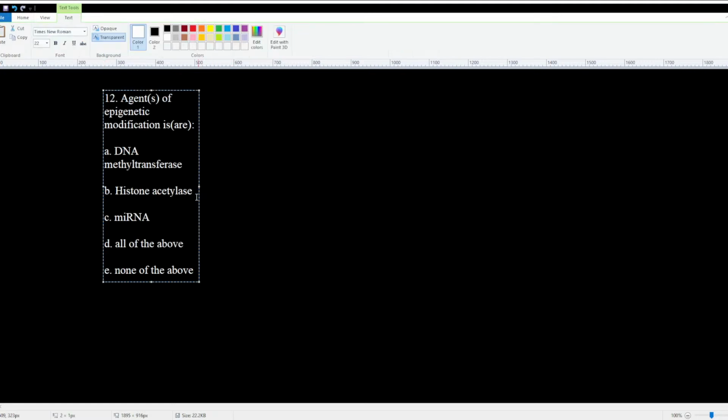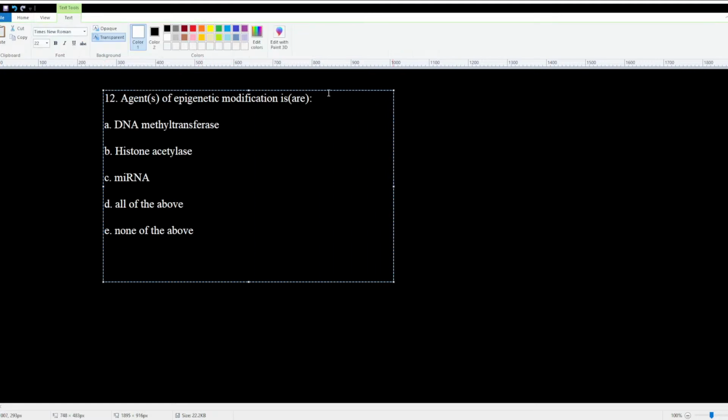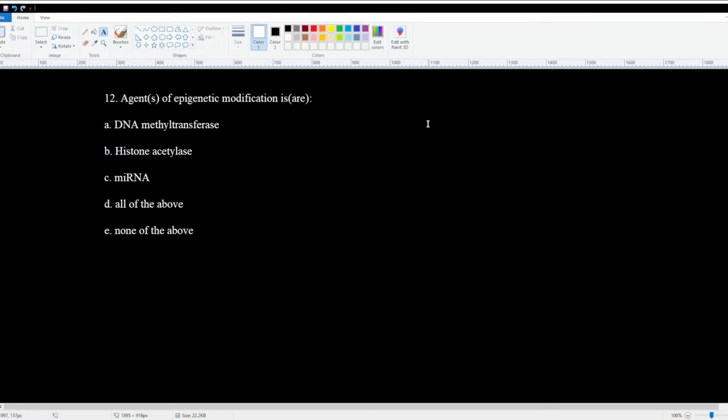So moving on. Here's a good one. Agents of epigenetic modification is or are DNA methyltransferase, histone acetylase, microRNAs, all the above, or none of the above. What did we talk about? What are our three primary epigenetic factors? DNA methylation, histone acetylation, and microRNAs.